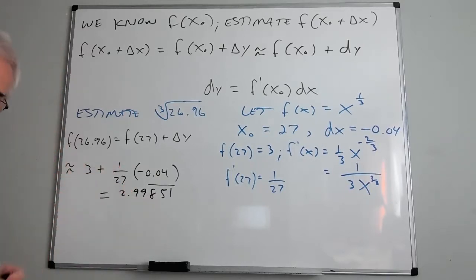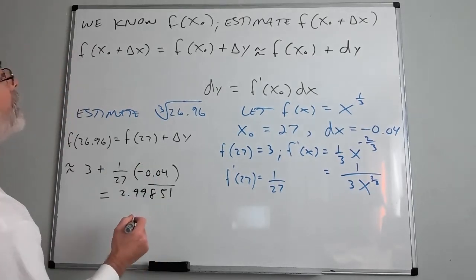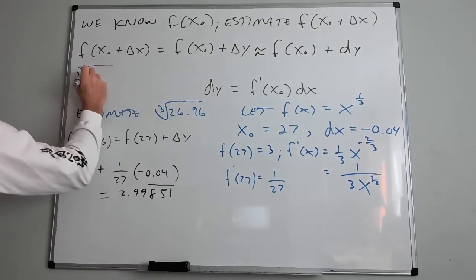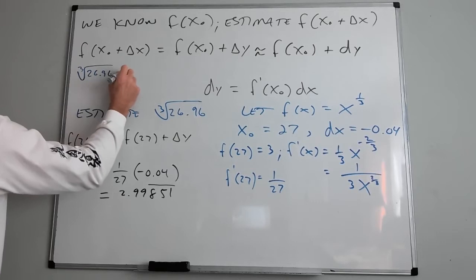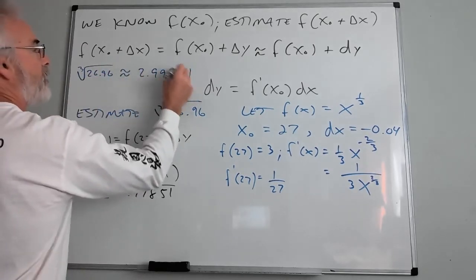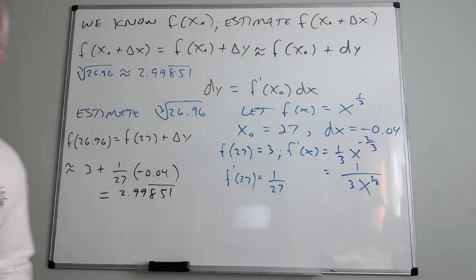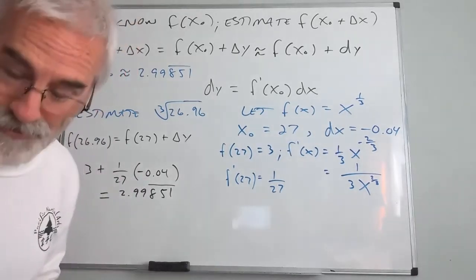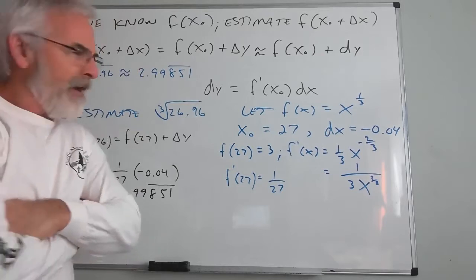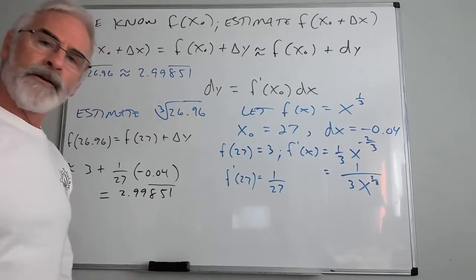Okay, so now we're done. Let's answer the question. The question, where is it? I'll put it up here. So therefore, the cube root of 26.96 can be estimated by 2.99851. And by the way, if you decided not to write that, just give a terminating decimal. It's not really that big a deal. Now, does that answer seem reasonable to you? Well, without a calculator, don't we all agree the answer should be a little less than 3?